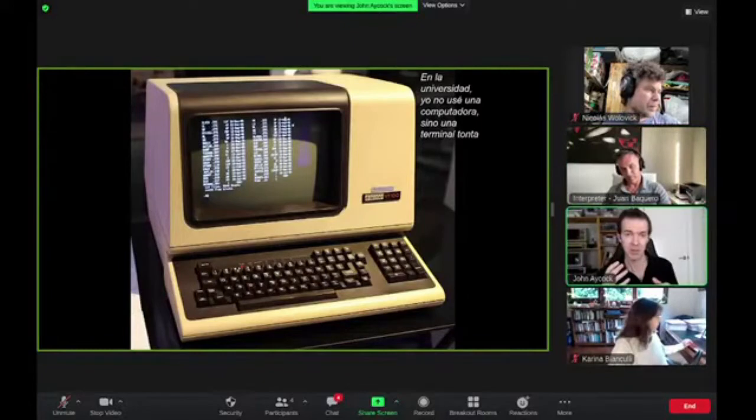This is my point. These were very constrained machines, and it was a very constrained software development environment.